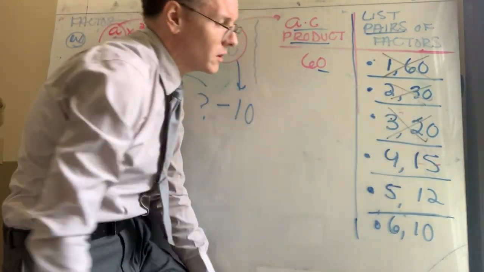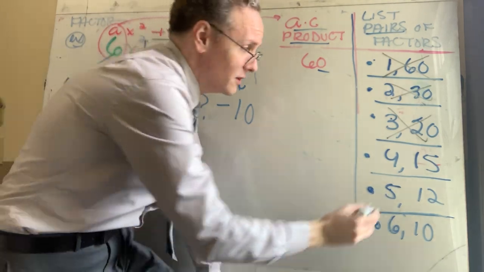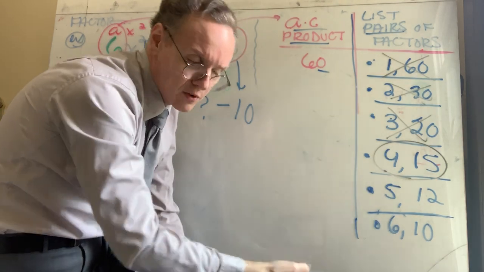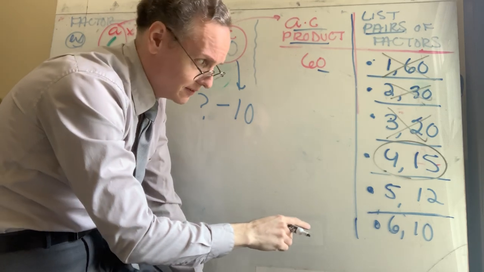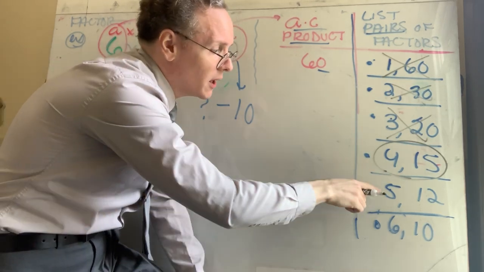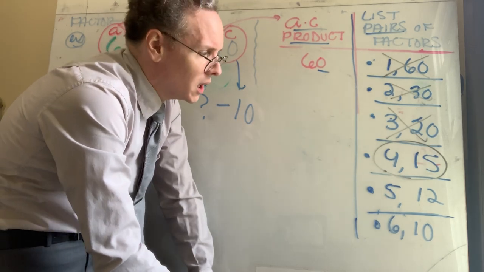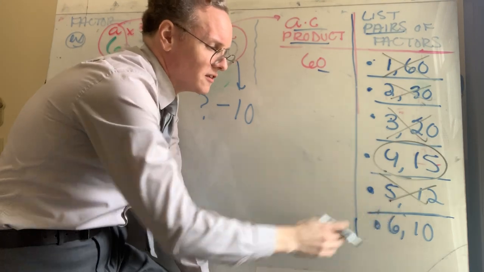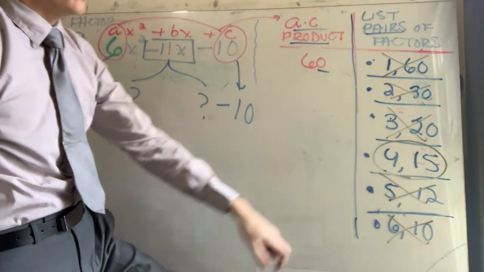Can't use that, all right? 4 plus 15, 19. If you subtracted them, that's 11. That's a possibility. Still check the others, because sometimes one is better than the other. It's the sign combinations that will ultimately dictate which you use. All right, 5 and 12, that's 17, and if you subtract them, you get 6. So it's not gonna work. 6 and 10 is 16. If you subtract them, you get 4. So the only choice is 4 and 15.